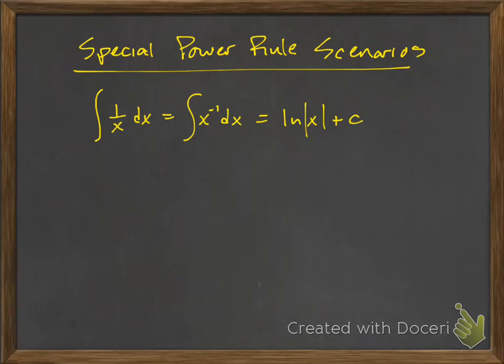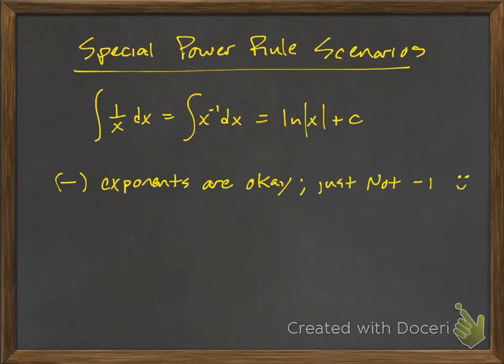So that's one to memorize. And if we had time along the way, or maybe in Calc 2, you'll get a chance to see how or why that's the antiderivative of 1 over x. Okay, so negative exponents are definitely okay. It's not that they're bad, it's just that negative 1 is the naughty one. Anything else is okay. And again, we'll see an example of that here shortly.